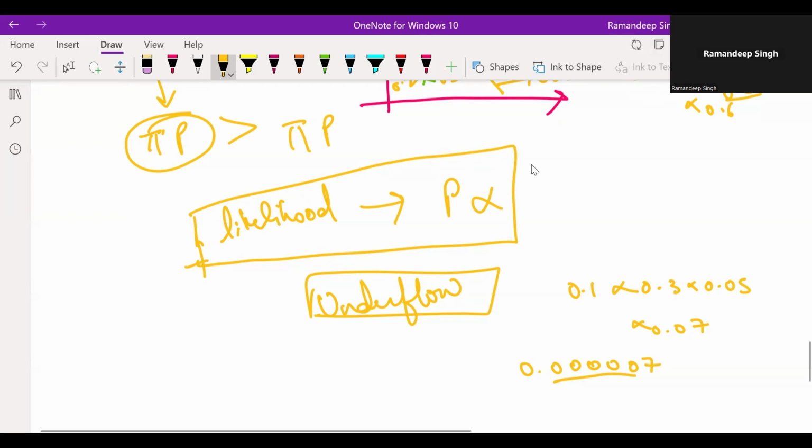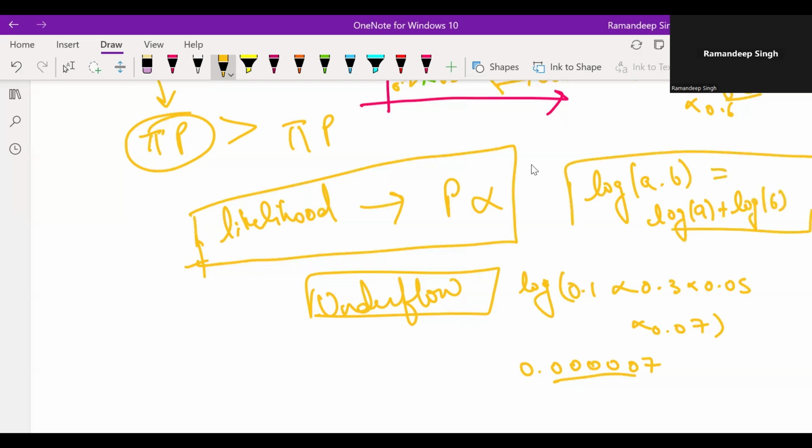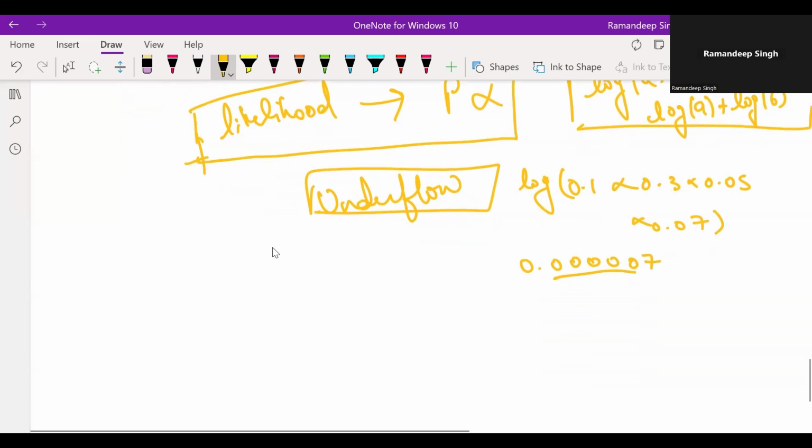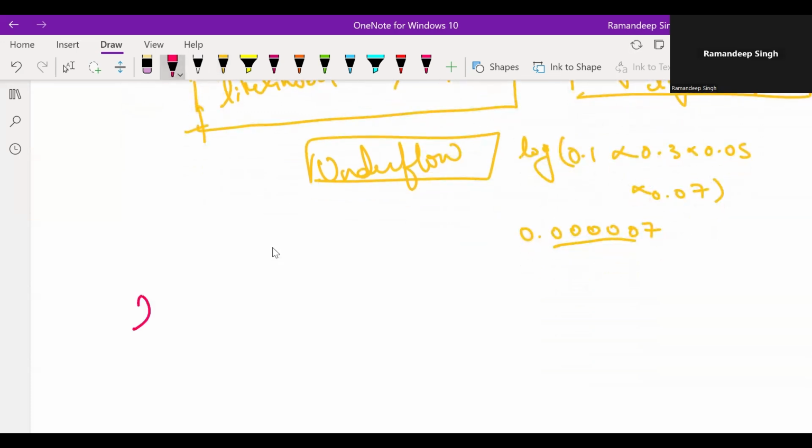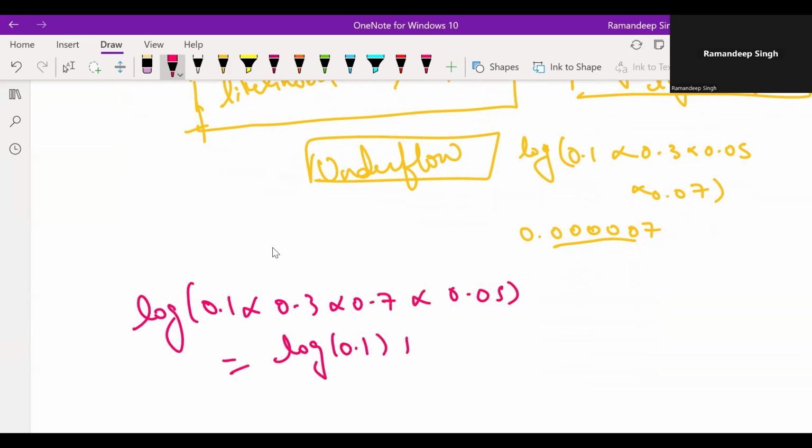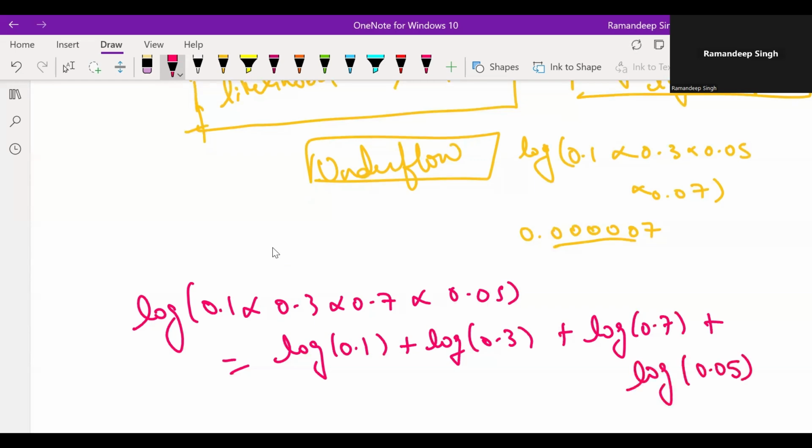So basically what we do is we simply take a log of these, and log has a property: if a is multiplied by b inside the log, then it becomes log a plus log b. Okay, so this is a property of log. So similarly, if I multiply these probabilities, log of 0.1 into 0.3 into 0.7 into 0.05, it will become log of 0.1 plus log of 0.3 plus log of 0.7 plus log of 0.05, right?